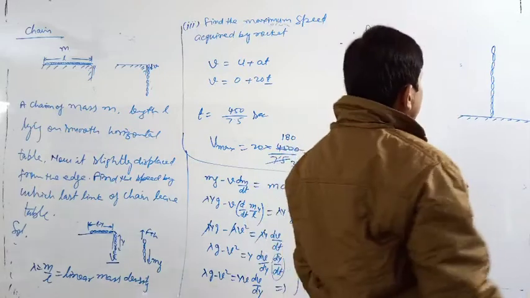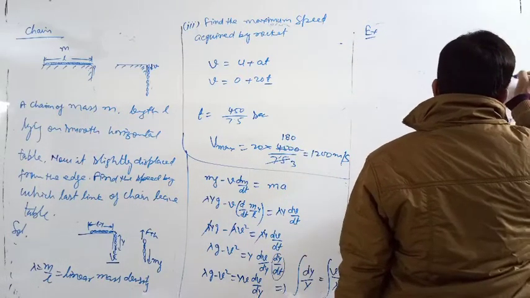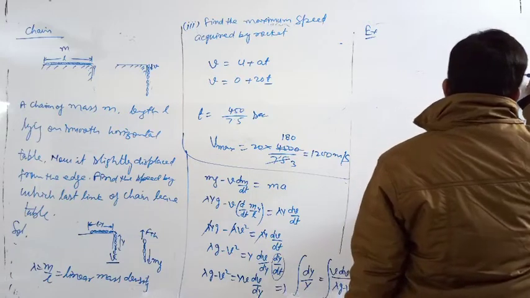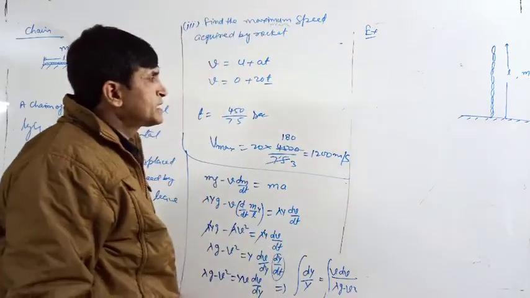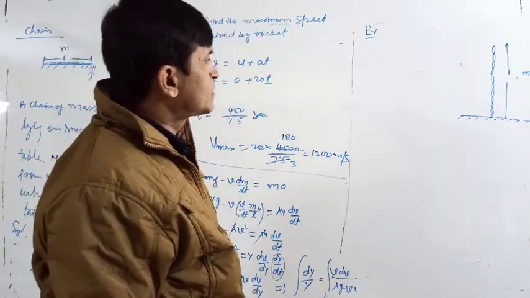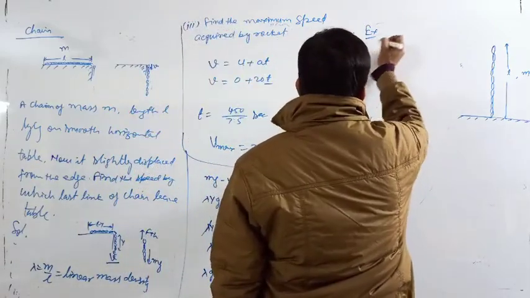Okay, a chain of mass m, length L, is somehow hanging in a vertical position such that the lowest link of the chain is touching the ground.